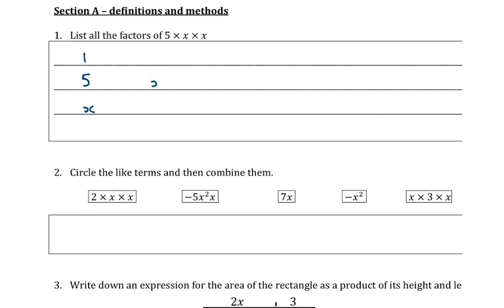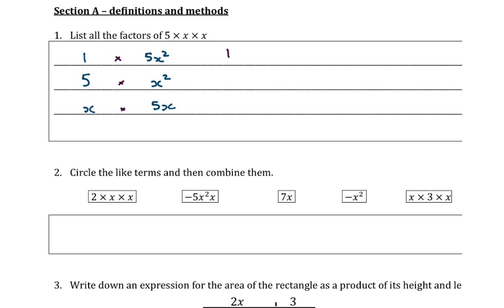Now we can write down factors with their factor pairs. So for example, x squared pairs with 5 to make 5 times x times x. So x squared is a factor pair with 5, and it's a factor of 5 times x times x. Similarly, 5x is a factor of 5 times x times x, and that pairs with x. And the whole product, 5x squared, is also a factor. Notice that if we multiply these factor pairs together, we get the expression 5x squared.